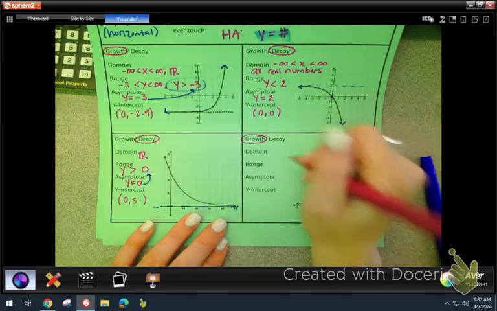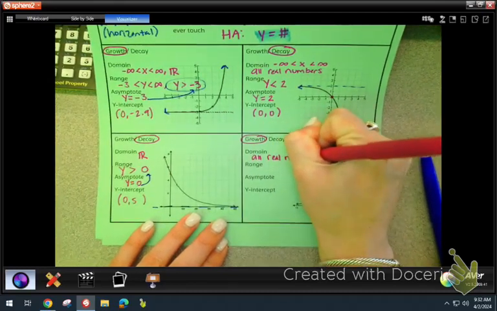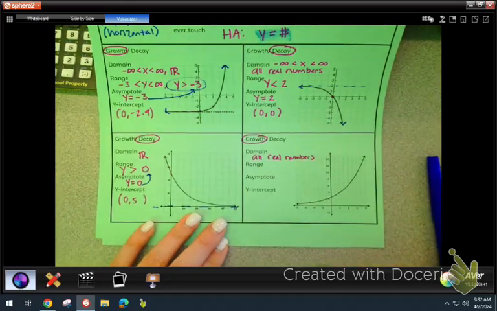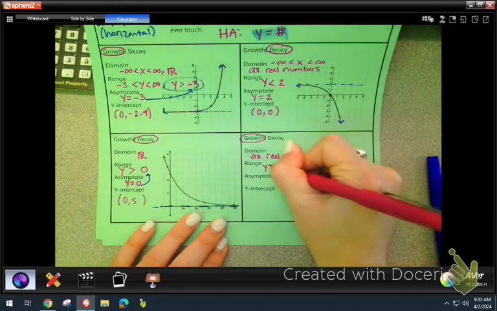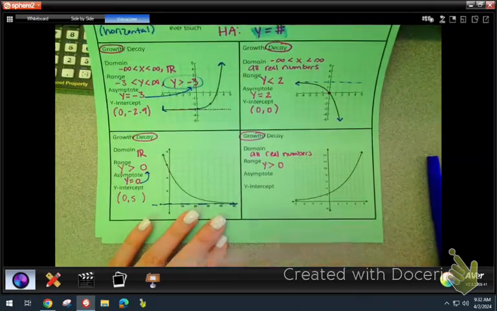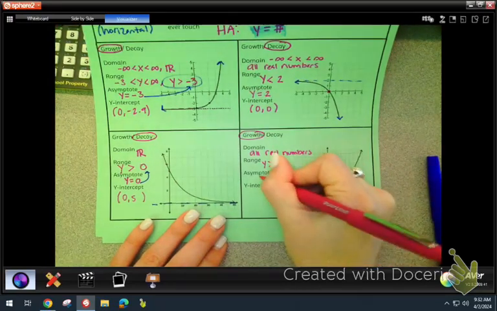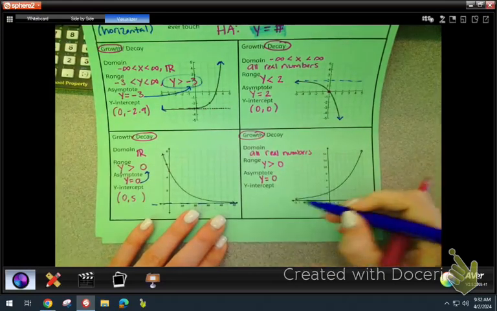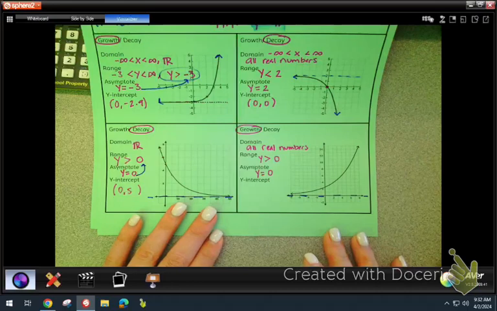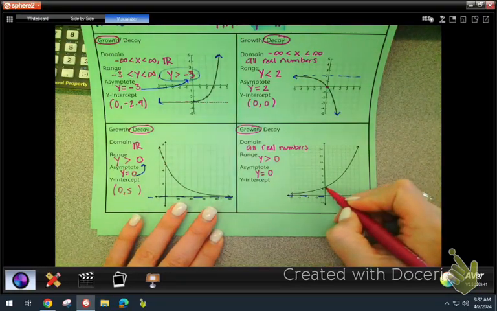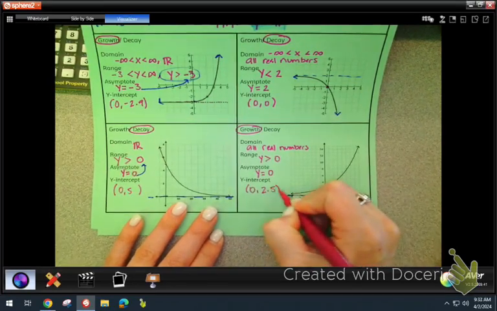Domain? All real numbers. We'll do the range. Y is greater than 0. That's correct. Very good. It's greater than because the graph's above. Where's your asymptote on this graph? 0. How do you write that? Y equals 0. Okay, you can draw it in. And then our y-intercept is about 0, 2.5. Very good.